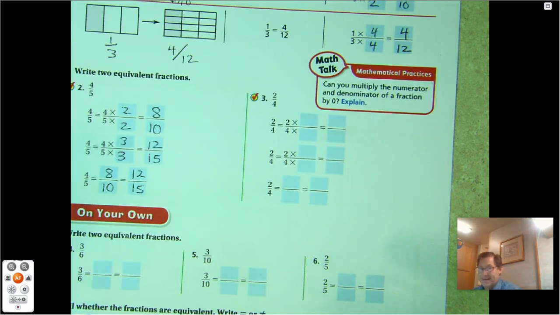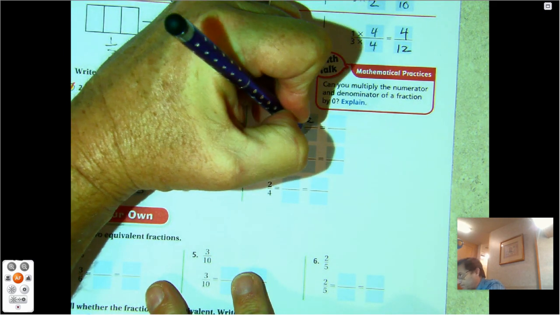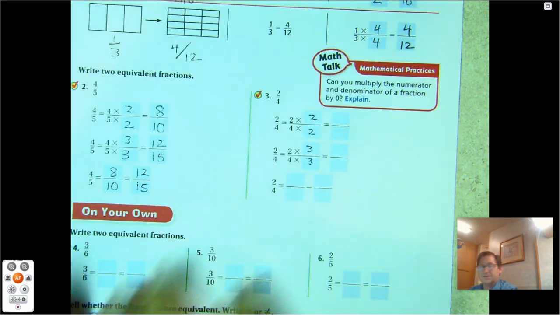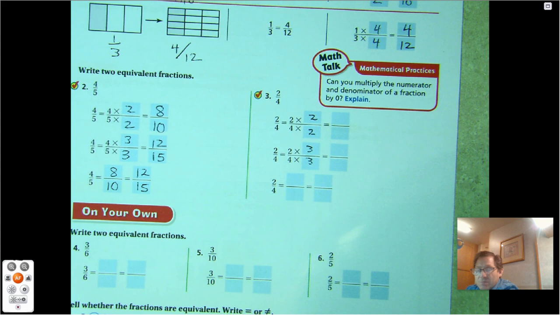2/4. Again, I'm going to multiply it just by 2 simple factors, 2 and 3. You can multiply by 5 over 5, 6 over 6, 100 over 100. As long as the number that you multiply the original fraction by is equal to 1, meaning the numerator and denominator are the same number, you can multiply it. It'll be an equivalent fraction.